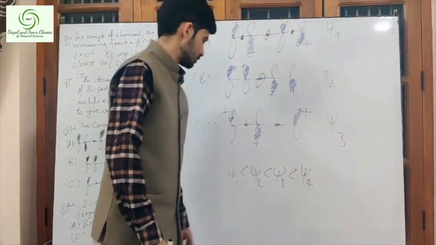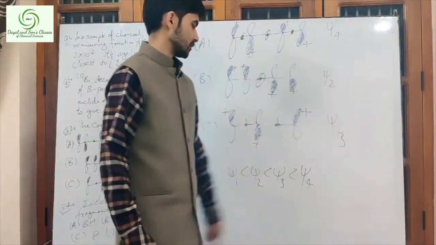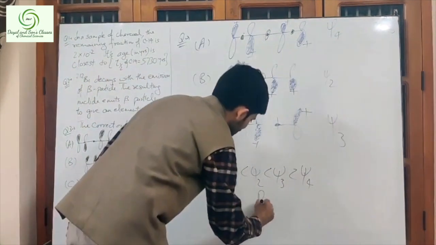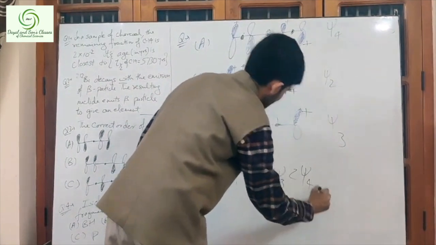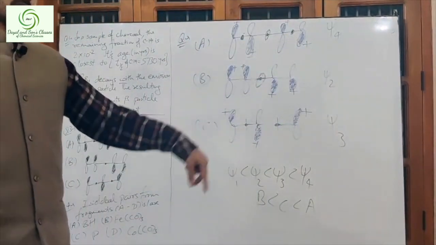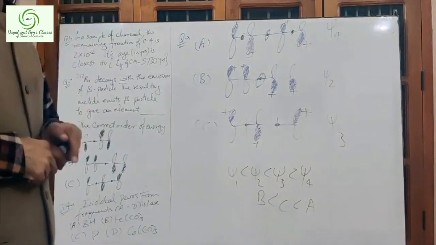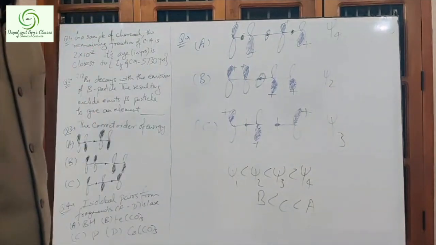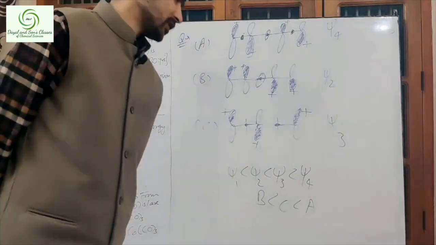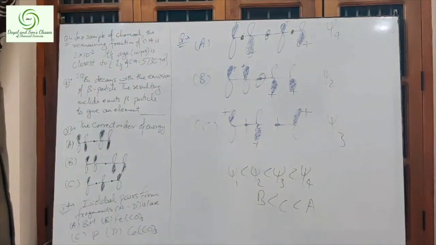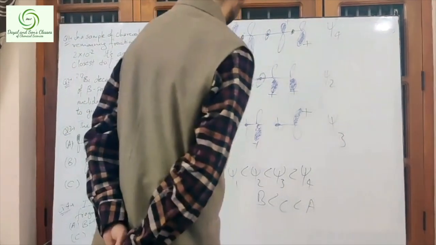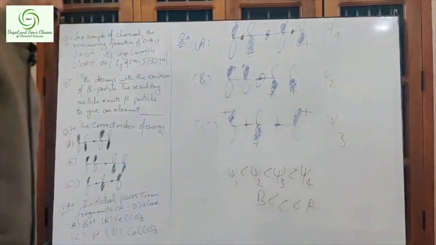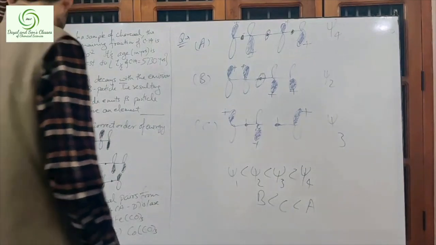So which orbitals do we have? Psi 2, psi 3 and psi 4. Psi 2 is B, psi 3 is C and A. So the correct increasing order was B, C, A. B will have the least energy, followed by C, which has higher energy, and A has the highest energy. So this is the order. Now we come to the 4th question. That is the last question for today's video.